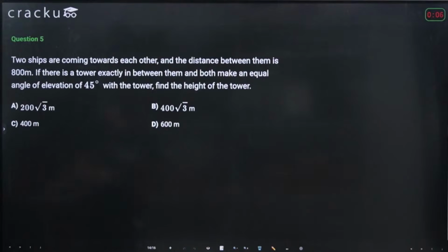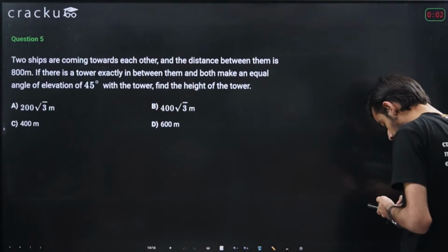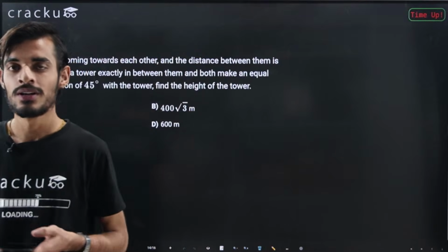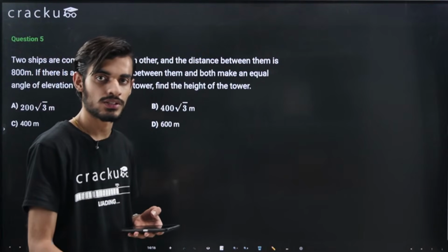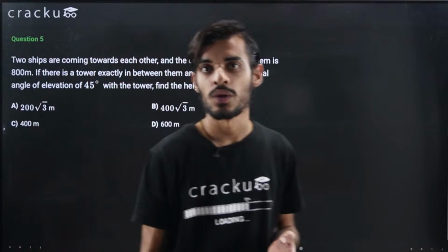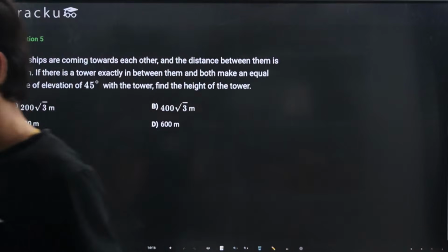So the time is about to end. You will be getting a calculator in the exam, right? So Raguraj, you have taken the root 3 value as 1.7, but you will be getting a calculator in the exam, so you can just use the calculator so that you are not making any silly mistakes in terms of calculation. The time is up. We can just start solving this question now.